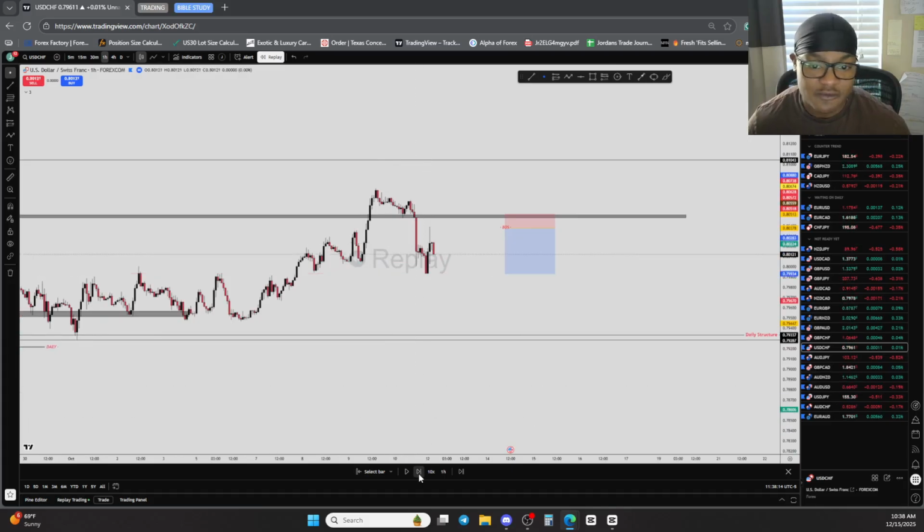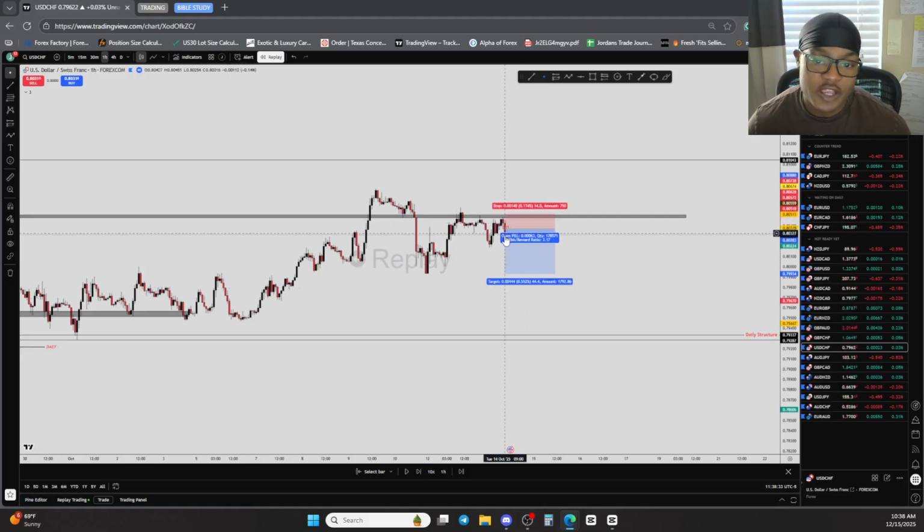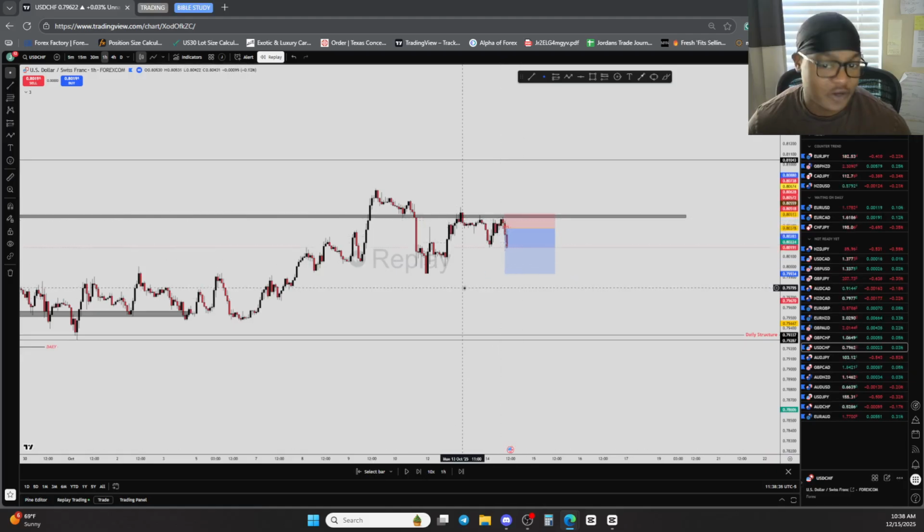Now if we just fast forward, allow price to tap back in, boom, we have the first tap back in. Price was not ready yet to continue this move, so we continue to be patient. If we fast forward, we see price then have a double top formation once again, and once price formed this double top formation, we found our entry off of this bearish variation pattern.